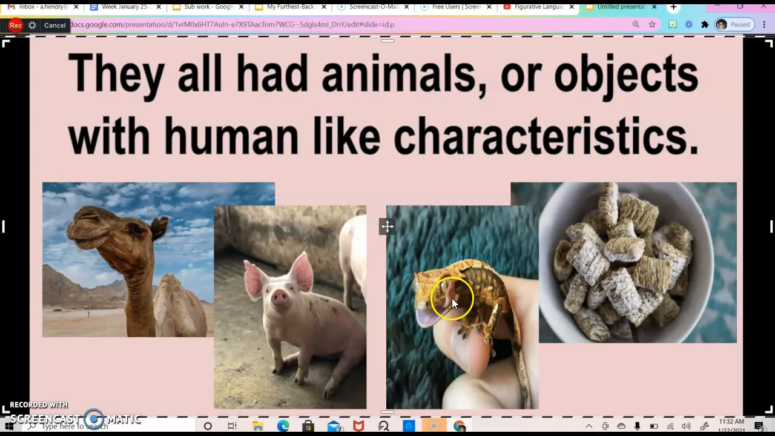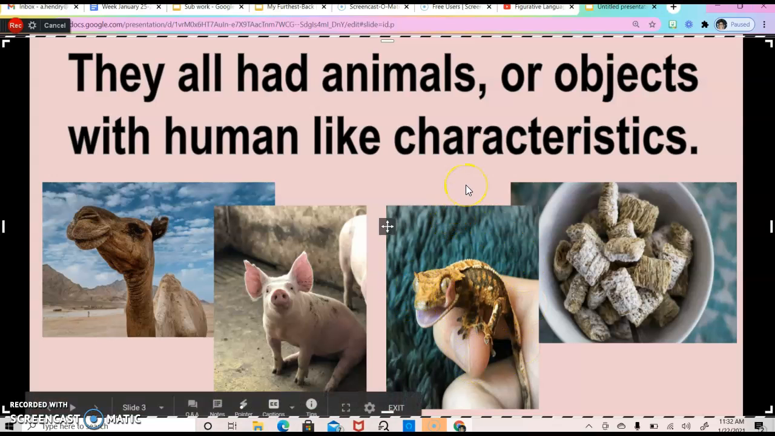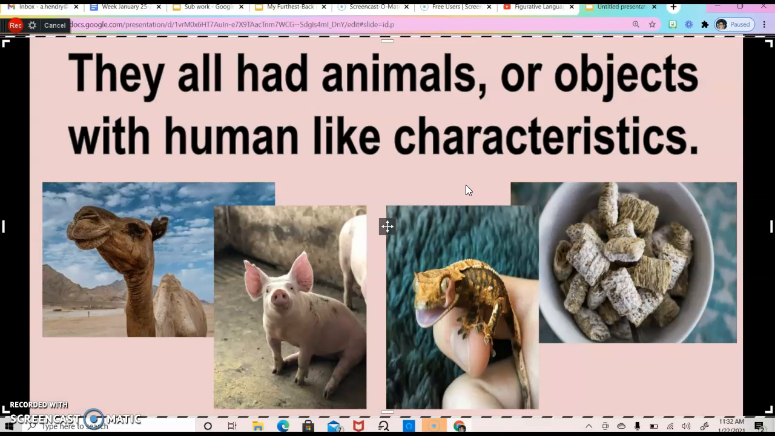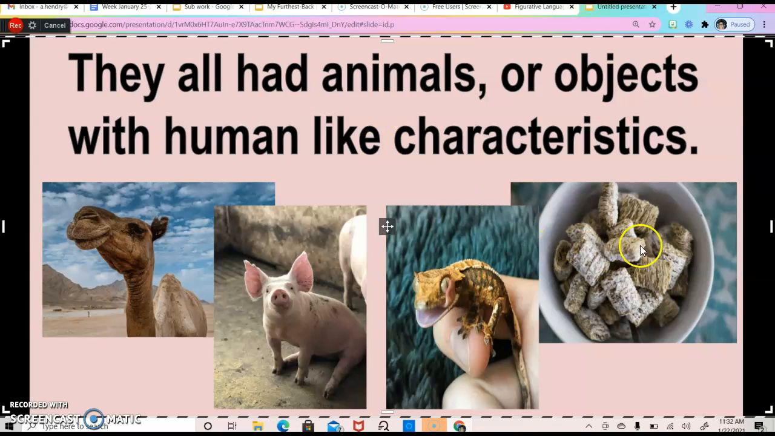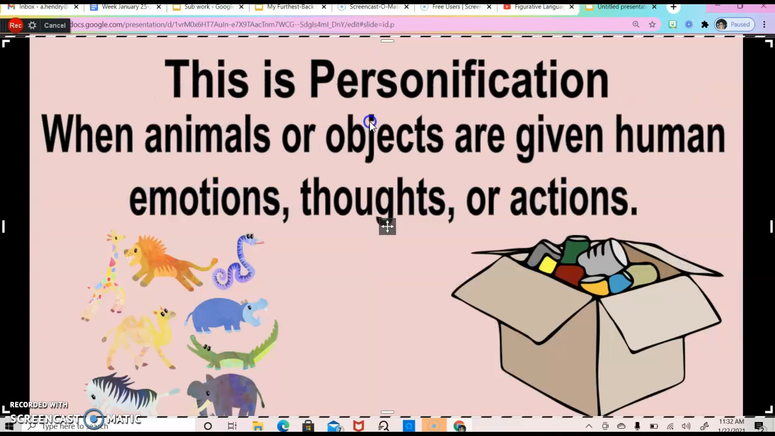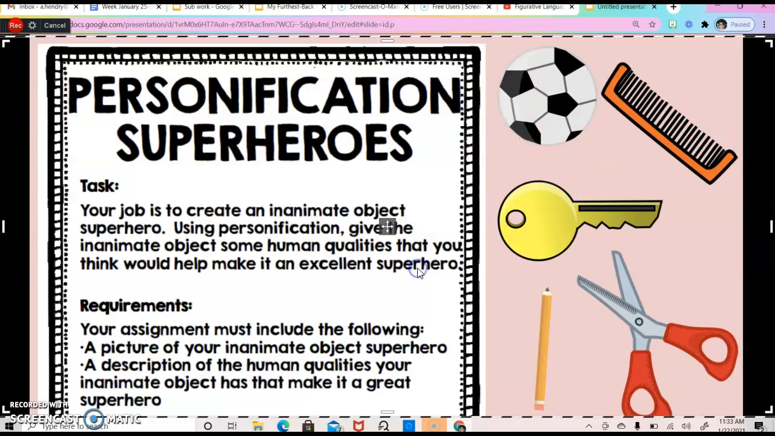And then you also have a gecko who's on the commercial that we've seen so many times for the Geico commercials. And he is talking. And then you have the cereal, which is an inanimate object talking. All right. And so these are examples of personification. All right, so let's go on. Personification is when animals or objects are given human emotions, thoughts, or actions.